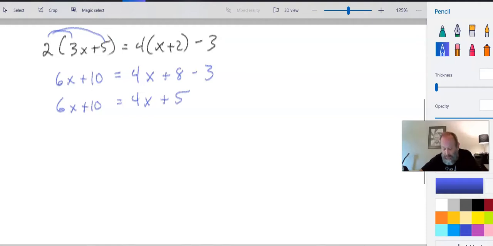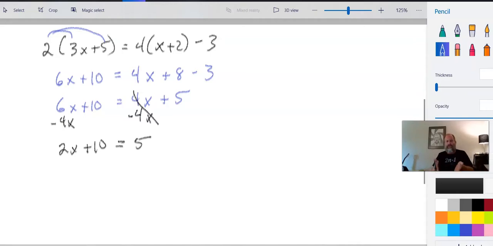Okay, so now we have to make some choices. We have to figure out which side I want to move the x's to, which side I want to move the numbers to. Well, I have 6x's over here, and I have 4x's over here. And so if I subtract the 4x's from the 6x's, I'll end up with a positive 2x. If I go the other direction, subtract the 6x over, I'll end up with negative 2x. And so it's a little easier to deal with the positive numbers. So I'm going to subtract 4x from both sides. And so that gives me 2x plus 10. That cancels, and that's equal to 5 now.